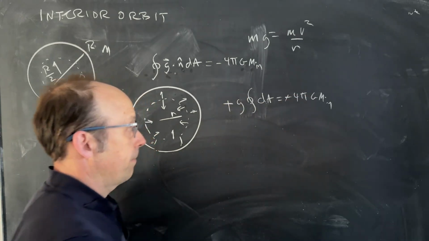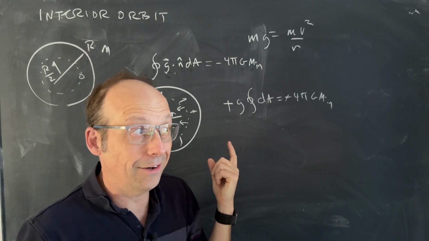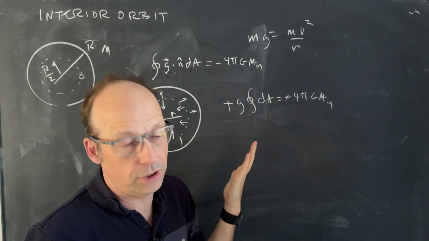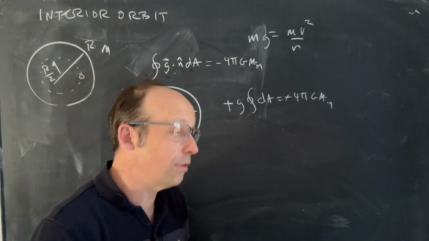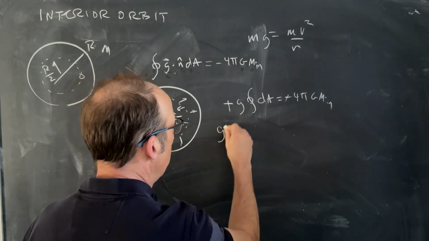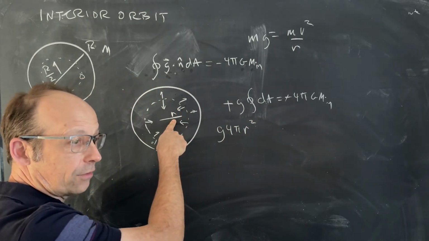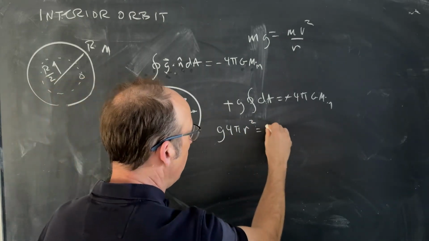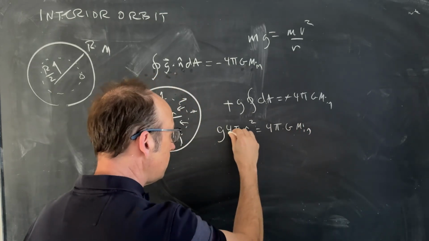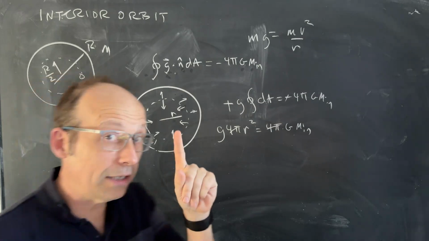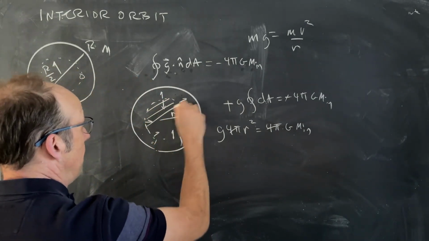The negatives cancel. So now I have the area integral over the surface area of a sphere. It doesn't even depend on g. So I can just integrate it, but I don't have to. It's a sphere. I know the surface area of a sphere. So I get g times 4 pi little r squared, because that's the radius of my sphere, equals 4 pi G M. The 4 pi's cancel. Now I just have to do one more thing, and that's find this mass.